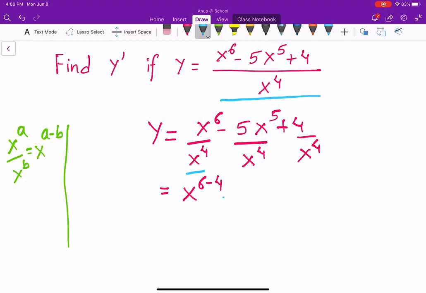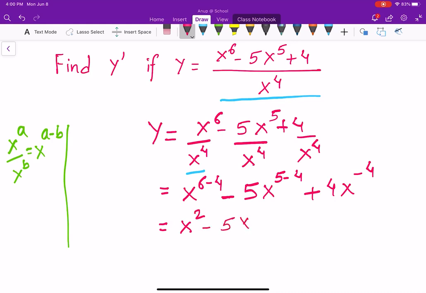Similarly, on the second term, 5 is a constant, written as it is, and x to the power 5 and x to the power 4 have the same base, so by again using the same exponent law, this can be written as 5 times x to the power 5 minus 4. The last term can be written, either by using the same law or by changing the positive exponent into a negative exponent, as 4 times x to the power minus 4. So the given problem can now be rewritten as x to the power 6 minus 4 is 2, so x squared, minus 5 times x to the power 5 minus 4 is 1, so just 5 times x, plus 4 times x to the power minus 4.